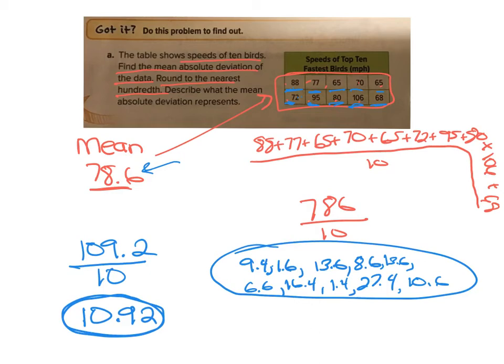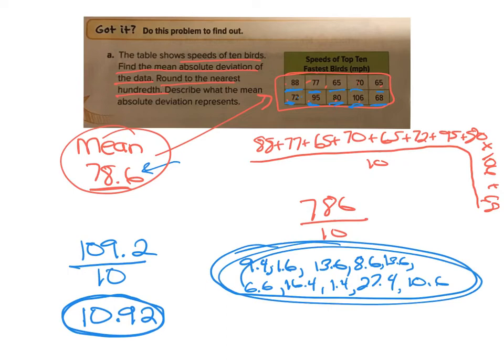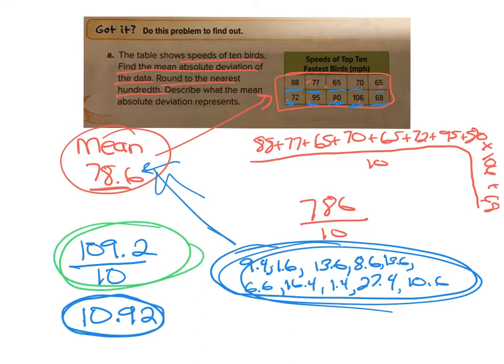So hopefully you're starting to get the 3 steps. Step 1 is to find the mean. Step 2 is to find the difference of each number from the mean. Step 3 is to add all those numbers up and divide by the number you have, which is just finding the average of these numbers, and then you get your answer. Okay. Let's do one more.